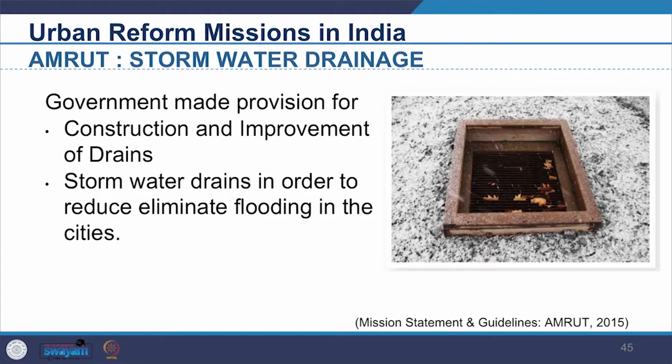The third component in the mission is storm water drainage. In this component, the government made provision for construction and improvement of drains and storm water drains in order to reduce and eliminate flooding in the cities.